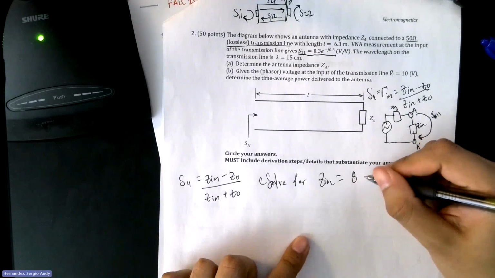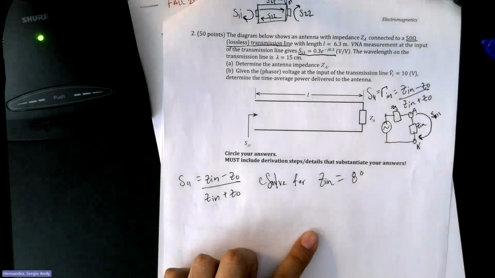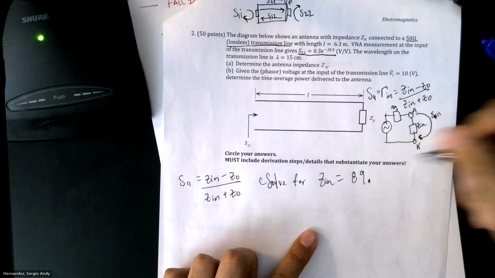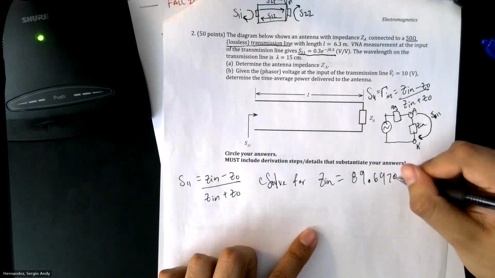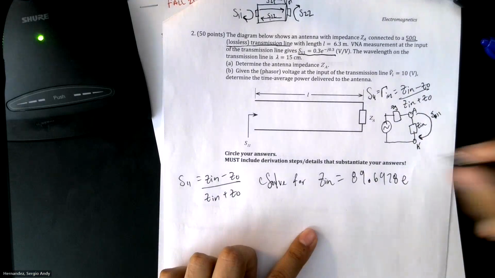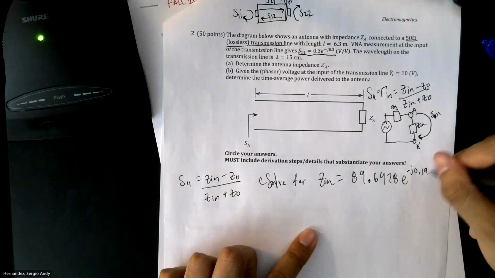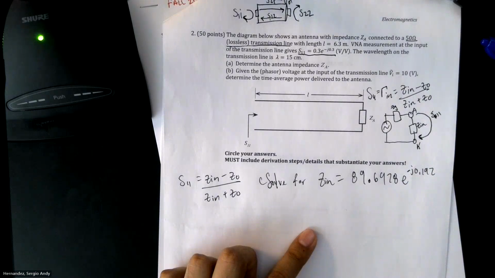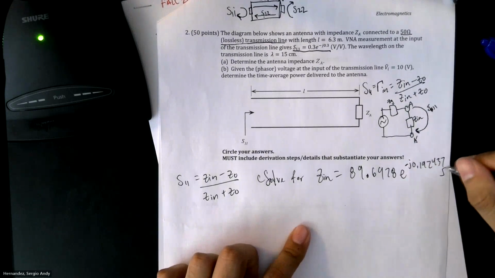Was 89? Oh, I'm sorry. Yeah. 69.2437 ohms.